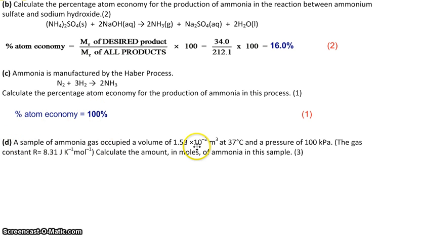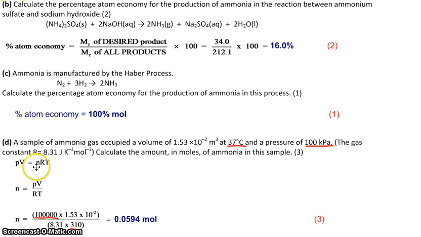And then this part gives you some information about the ammonia gas being produced. It gives you a volume in cubic metres, a temperature in degrees Celsius, a pressure in kilopascals, and the gas constant. It's an ideal gas equation question, so you rearrange the ideal gas equation to get n, the number of moles, and you have to remember to convert everything to SI units. So 37 degrees C becomes 310 Kelvin, and 100 kilopascals becomes 100,000 pascals. Plug all those numbers through and you get 0.0594 moles.